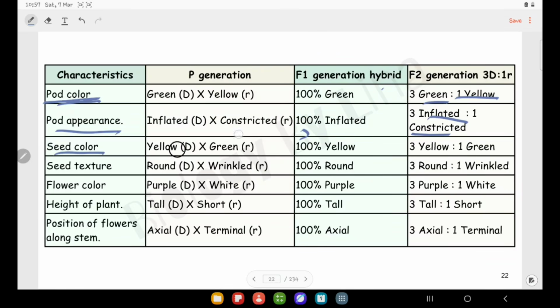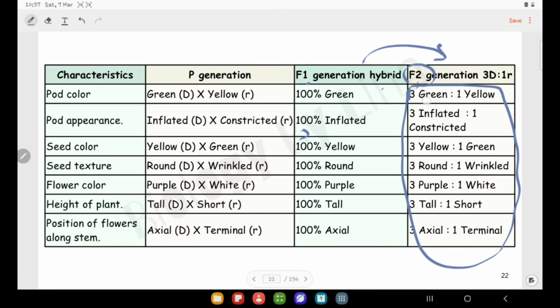Now after that, he did the self-pollination again of F1 generation to get F2. When he got F2 from F1 by self-pollination, he saw these results. All of them are 3 to 1. 3 dominant and 1 recessive will appear.